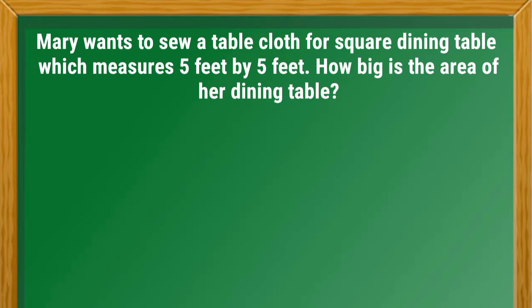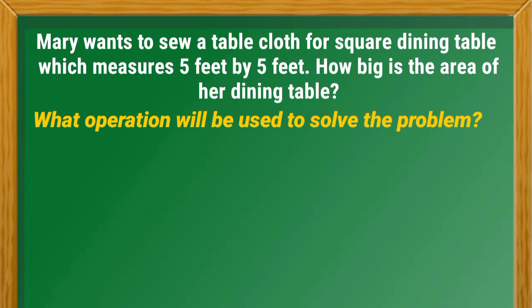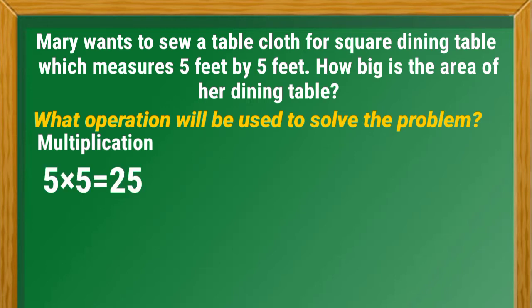Let's have problem number 1. Mary wants to sew a tablecloth for her square dining table, which measures 5 feet by 5 feet. How big is the area of her dining table? How will you find the area of the dining table? What operation will be used to solve the problem? That is, multiplication. So now we are going to write the equation for the problem. That is, 5 times 5 is equal to 25. How many times did you multiply 5 to get 25? The product of 5 times 5 can be written in exponential form as 5 squared, where 5 is the base and 2 is the exponent.